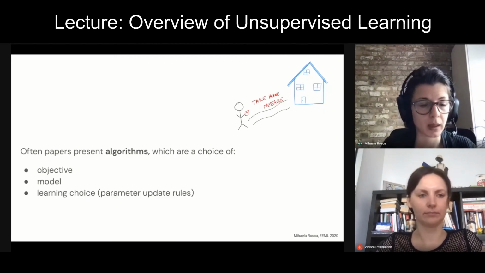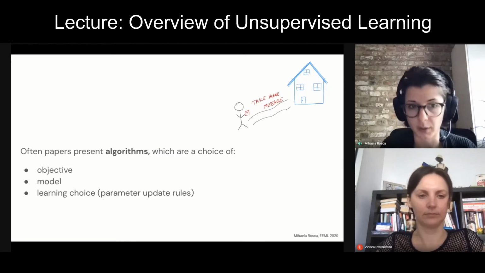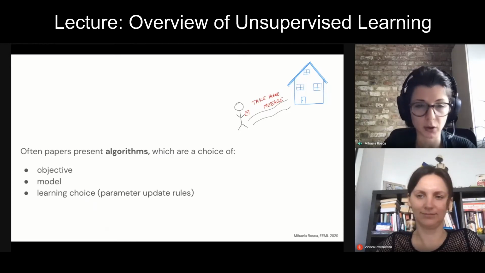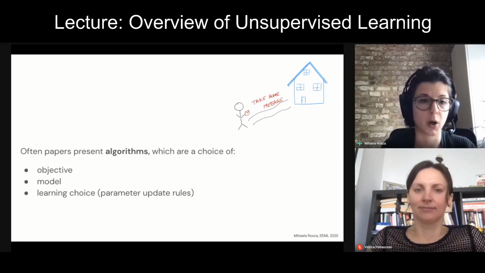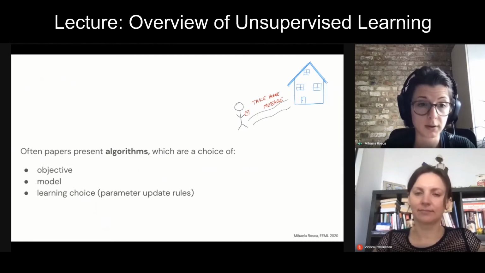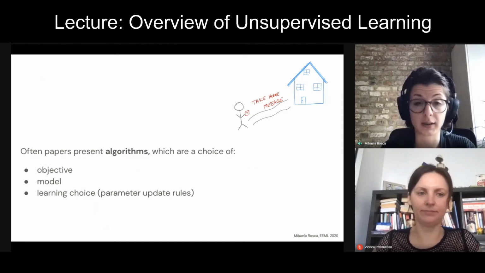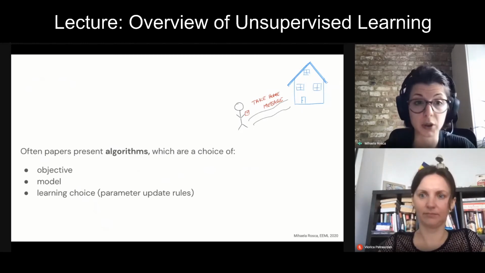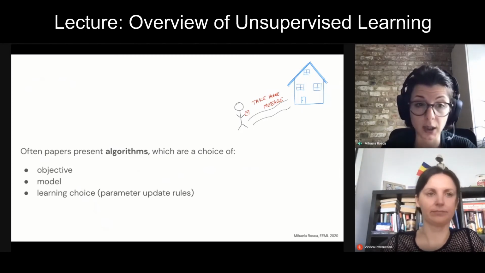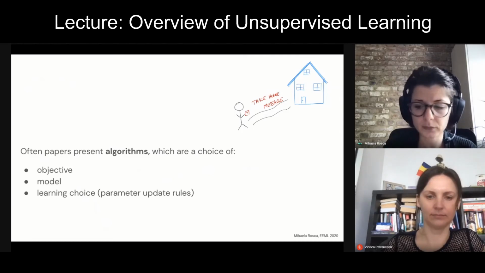Now that you're going to become an unsupervised learning expert, you're going to read a lot of unsupervised learning papers. What they do is present a choice of objective, model, and learning choice. So how are they learning their parameters? Once you've read a particular paper, you need to be able to answer this question: how are they training their model? What representation are they using for their distributions? And how are they updating their parameters?